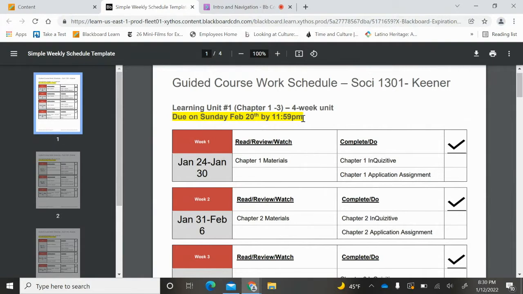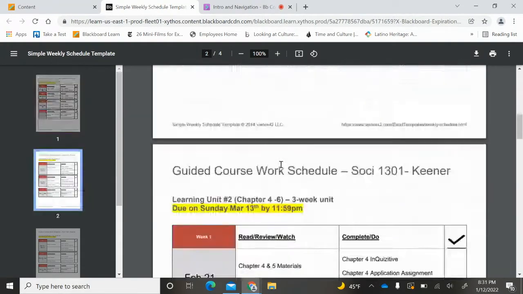Please do not wait until Sunday, February 20th to start this stuff. That is not the way that this class is going to be successful. You need to guide yourself and make sure that you're doing a little bit each week up to that February 20th due date. And then at that point, you need to make sure you have all of Learning Unit 1 done.